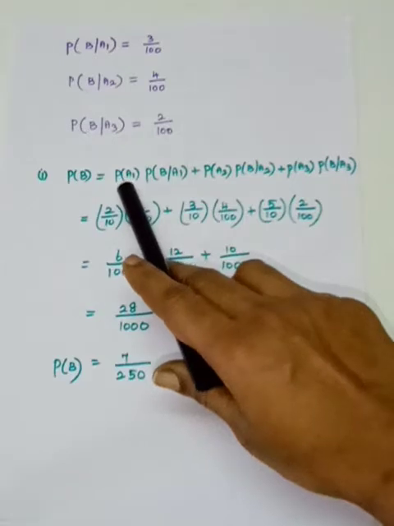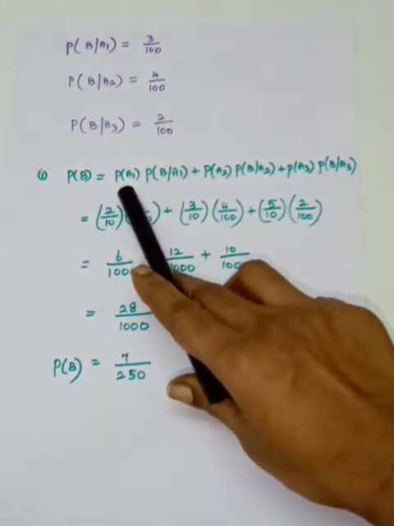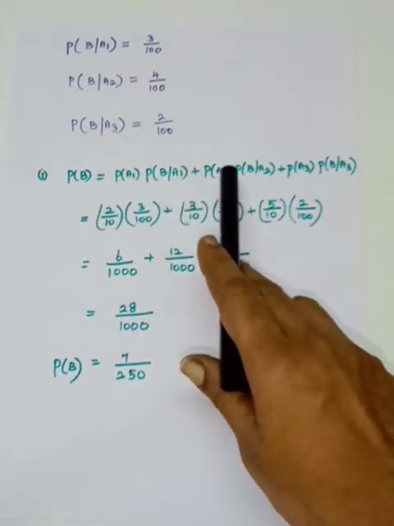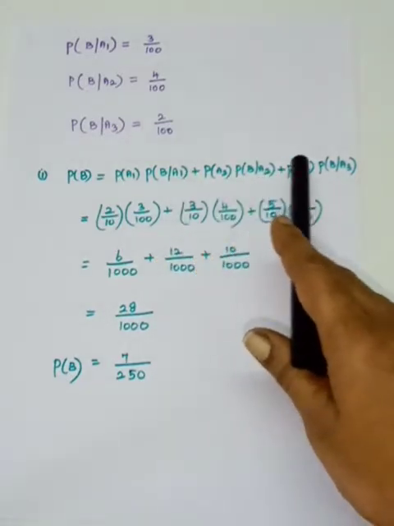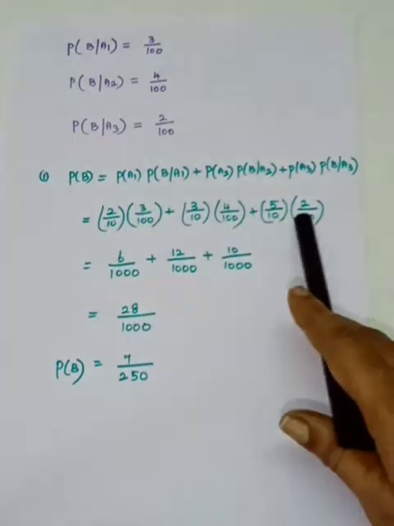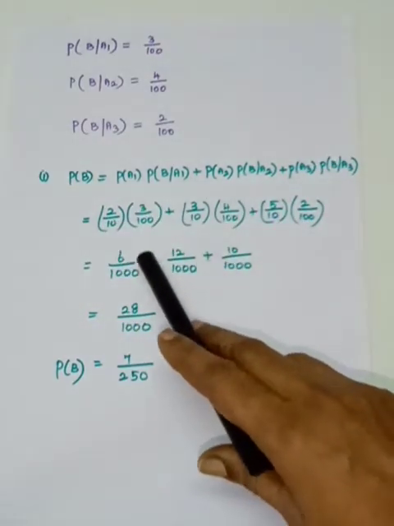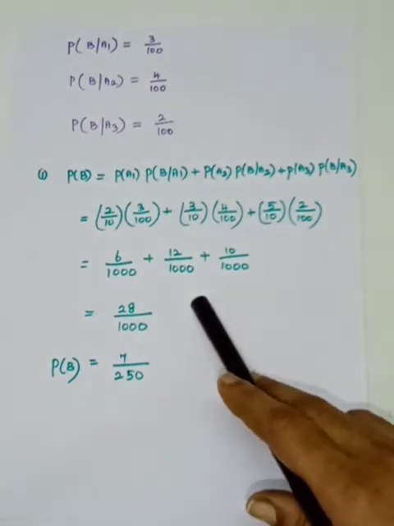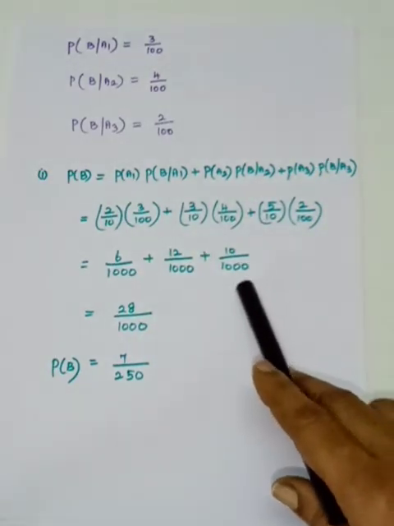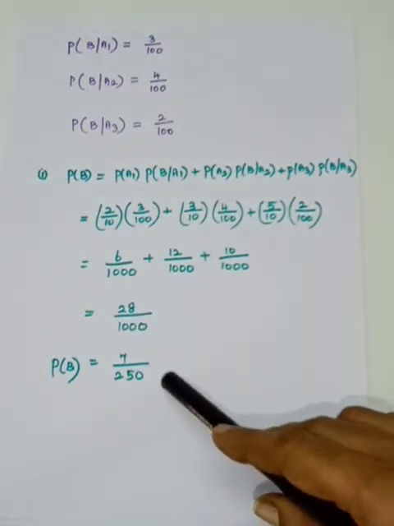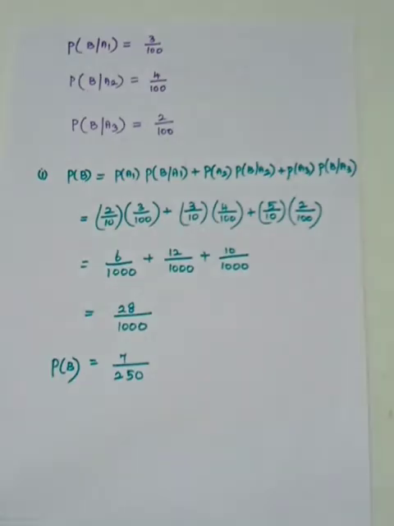So therefore, using the total probability of an event formula, P of A1 into P of B by A1, plus P of A2 into P of B by A2, plus P of A3 into P of B by A3. The values have to be substituted. So here it is 6 divided by 1000, plus 12 divided by 1000, plus 10 divided by 1000. If you add, it is 28 by 1000. If you divide it by 4, it is 7 by 250. That is the first subdivision answer.